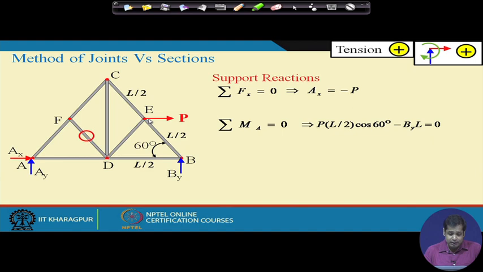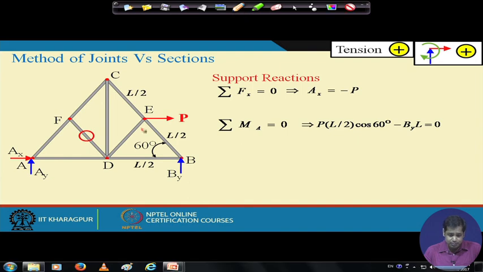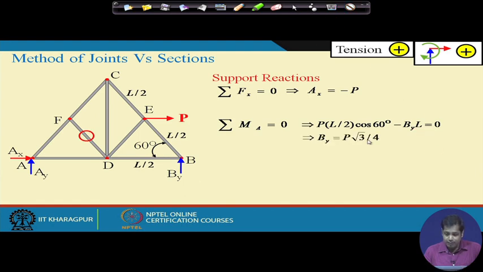Now, what will be the moment of P? Moment of P will be P into this distance, L by 2 cos 60 degree, and then into P, and then this distance is L. So, By into L is equal to 0, and eventually you will get By is equal to this.